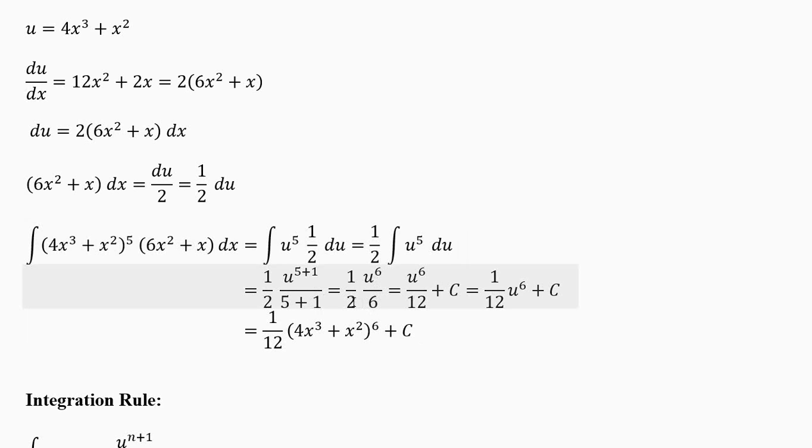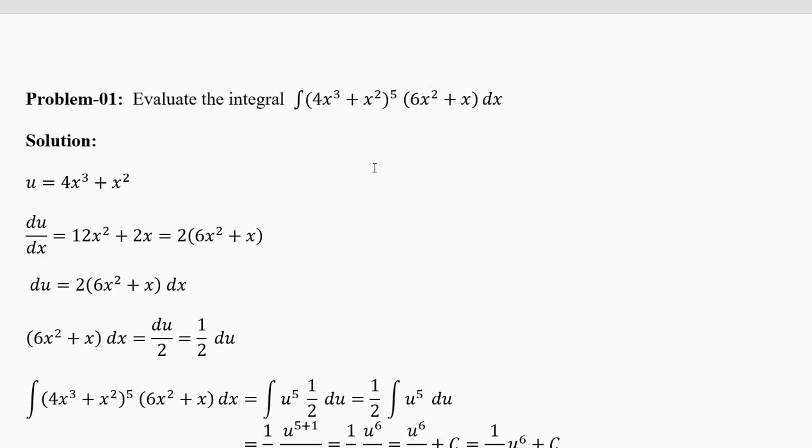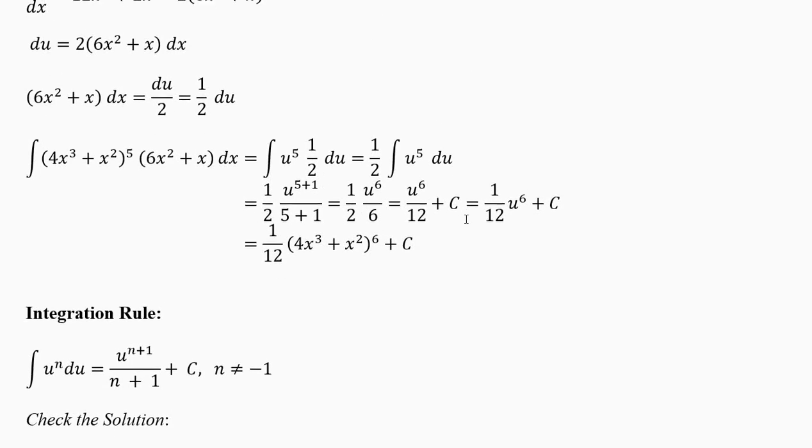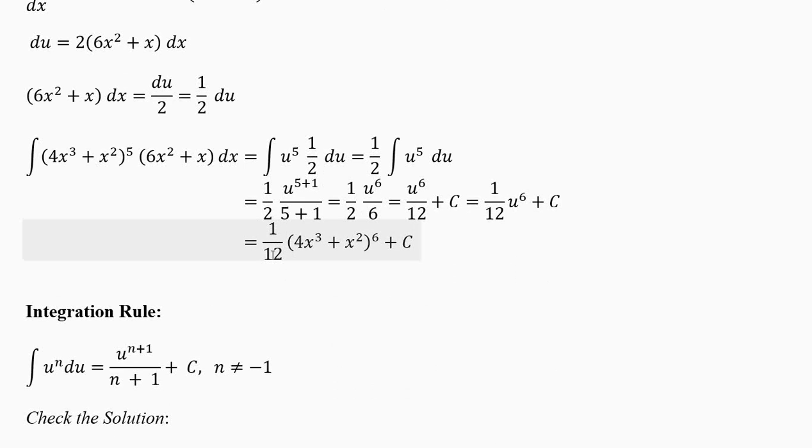u⁶ by 6, with 1 over 2 outside, so u⁶ by 6 becomes u⁶ by 12. This can be written as 1 over 12, and the final answer is 1 over 12 u⁶ plus c. Put back the value of u, you will get 1 over 12 (4x³ + x²)⁶ plus c. See, here we had power 5, so we are going to have power 6, and you will be dividing by 6 also, because the derivative is sitting here, and that other 2 comes from another mechanism, and you have 1 over 12 and not 1 over 6. See, this number has to be fixed carefully. All these steps are helping you to fix this number.